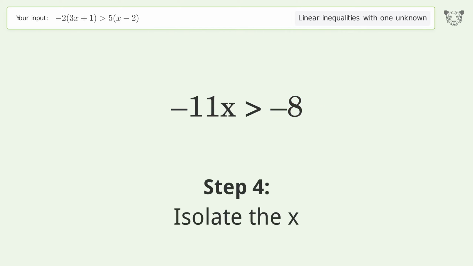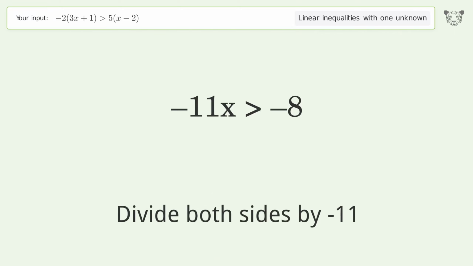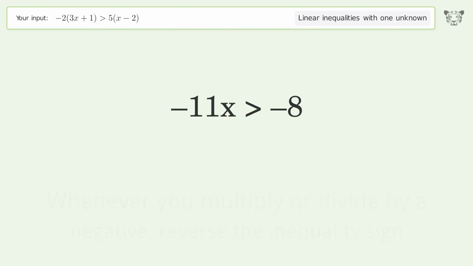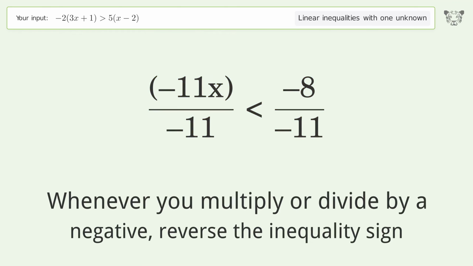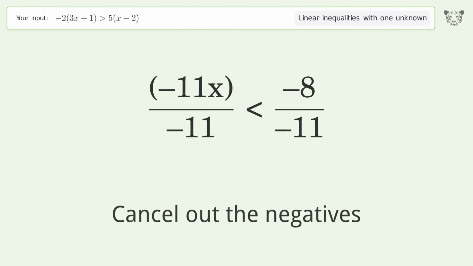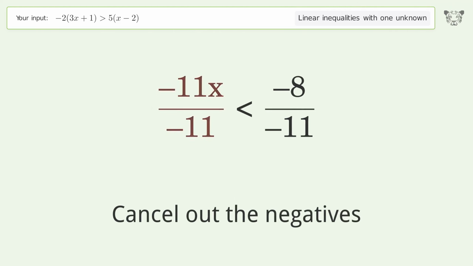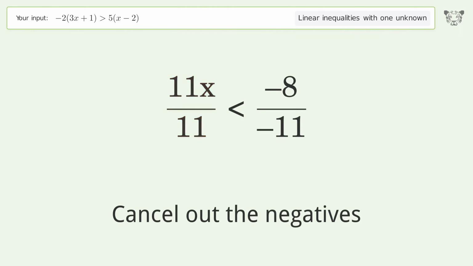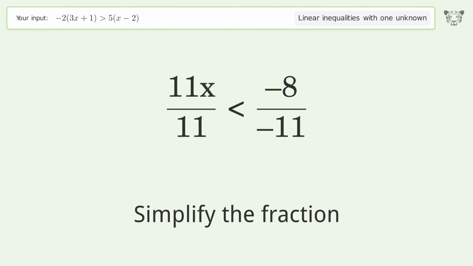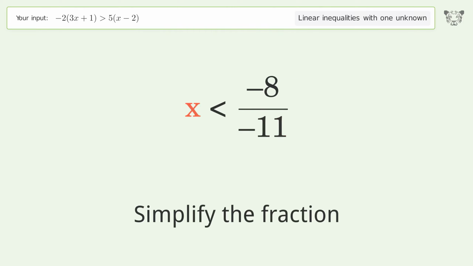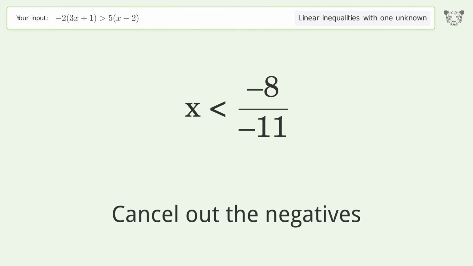Isolate the x. Divide both sides by -11. Whenever you multiply or divide by a negative, reverse the inequality sign. Cancel out the negatives. Simplify the fraction. Cancel out the negatives.